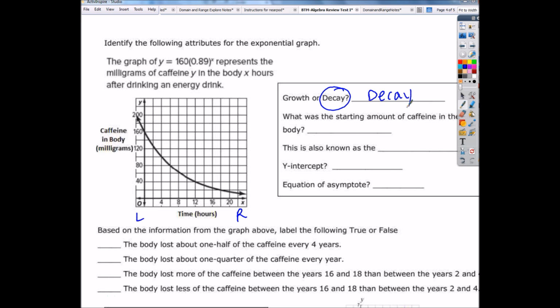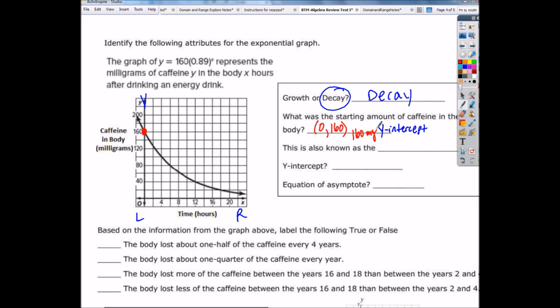It's going down. What was the starting amount of caffeine in the body? So starting amount, to me, when I think starting amount, I'm thinking y-intercept. Always y-intercept. So I'm going to sneak over to the graph and go to the y-axis. There it is. And I'm looking for the y-intercept. And bam! Right here. To me, that looks like it's starting right at 160. So I can put (0, 160). Or I could say it started with 160 milligrams. Okay, so that is your starting amount.